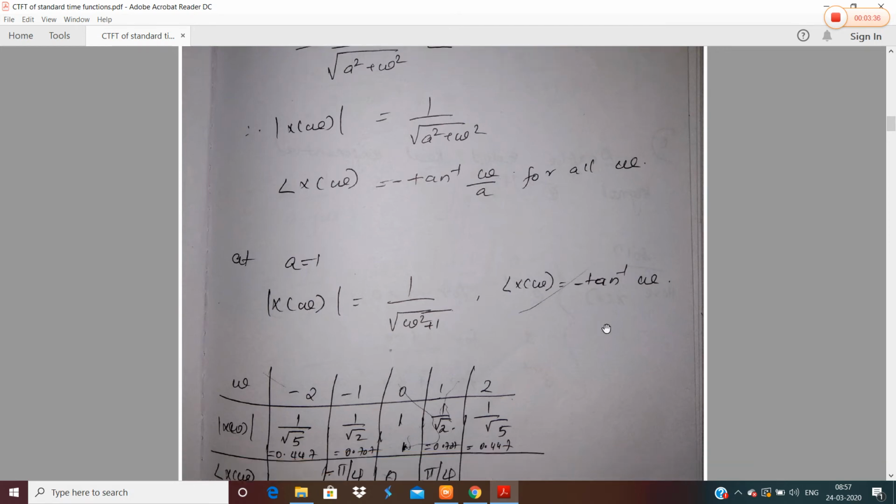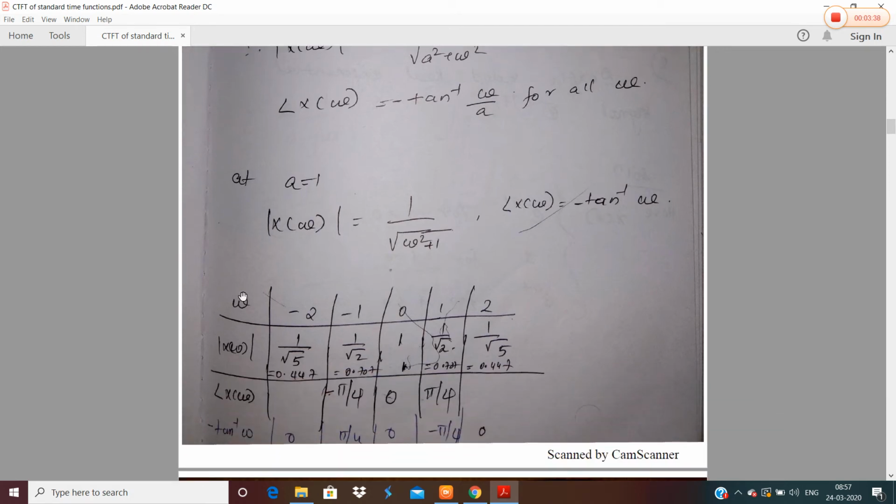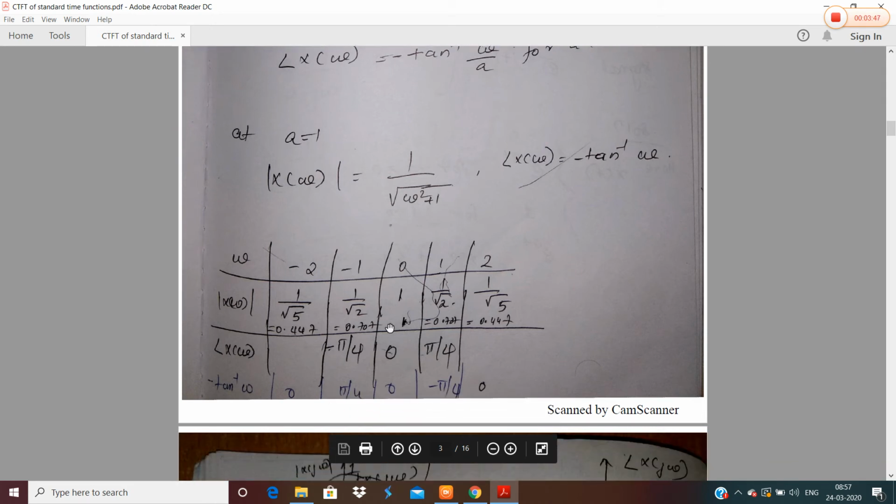Next section, you can find a table where we give values for omega as minus 2, minus 1, 0, 1, 2. These are just some known values of omega that can produce a definite value for tan inverse of omega, that is, angle of X of omega. We'll find mod X of omega by substituting values for omega in this equation as minus 2, minus 1, 0, 1, 2. For example, for minus 2 we get 1 by root of minus 2 square plus 1, that is 1 by root of 5, which is equal to 0.447. In a similar fashion, we'll get it for minus 1, 0, 1 and 2.